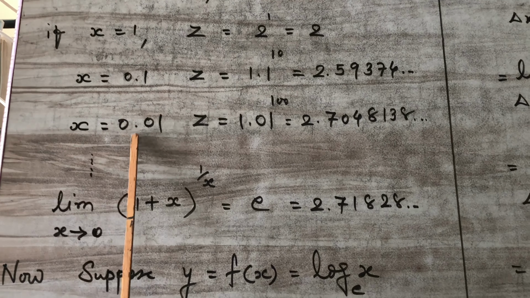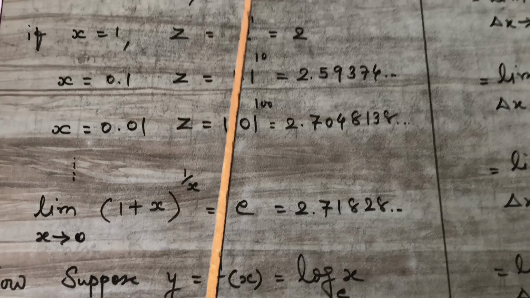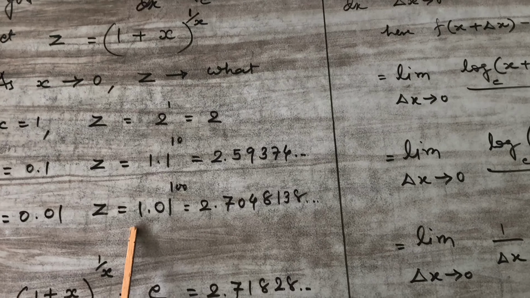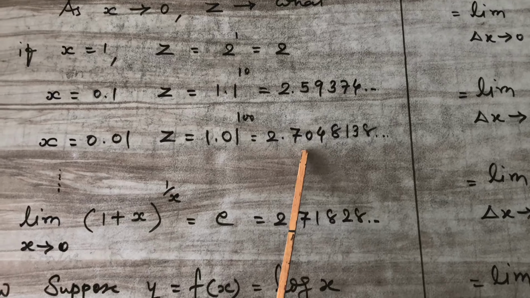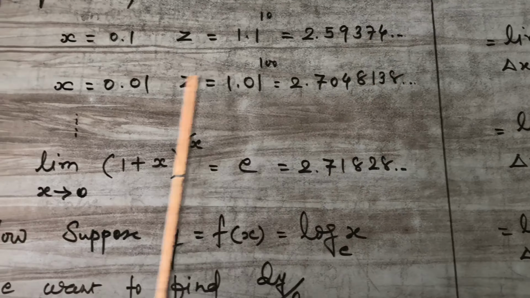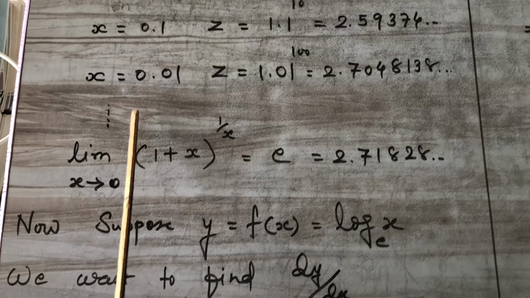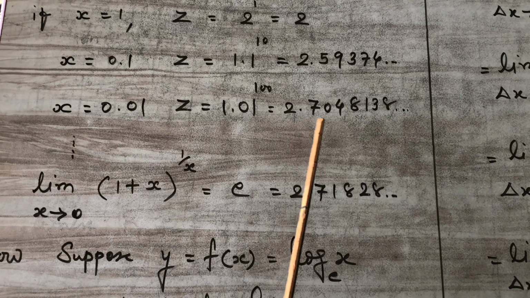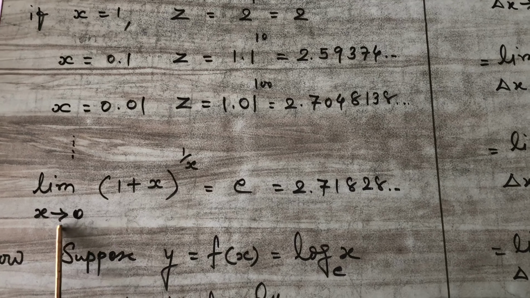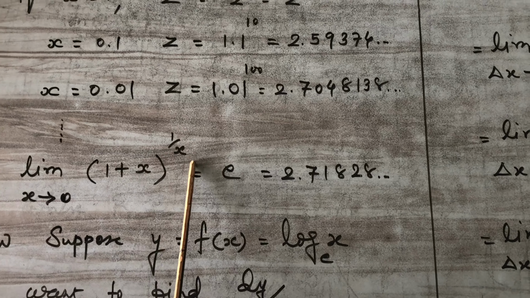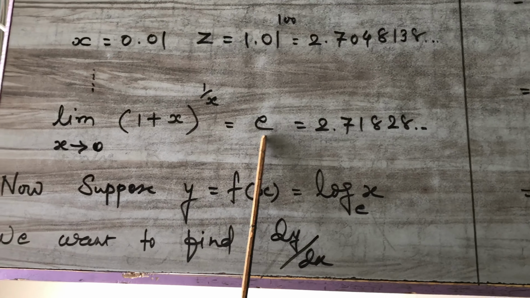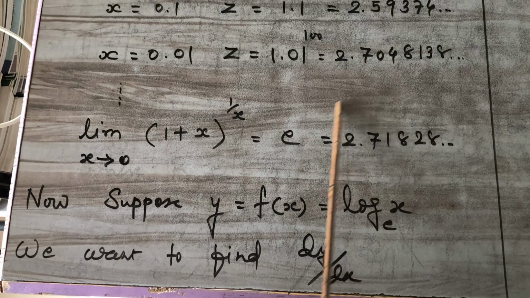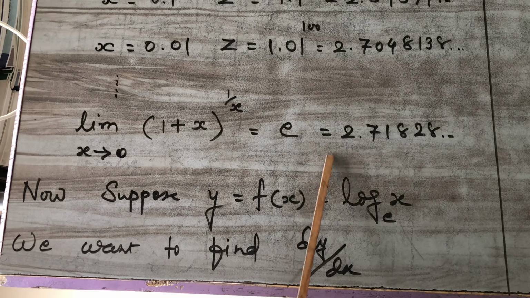If we take x equal to 0.01, 1 plus x is 1.01, 1 by 0.01 is 100. So 1.01 raised to 100 is 2.7048138. So as x tends to 0, this number does not become infinite. The limit as x tends to 0 of (1 plus x) raised to 1 upon x equals e, the Euler number, which is 2.71828 something. It's not recurring, not ending. It's an irrational number.